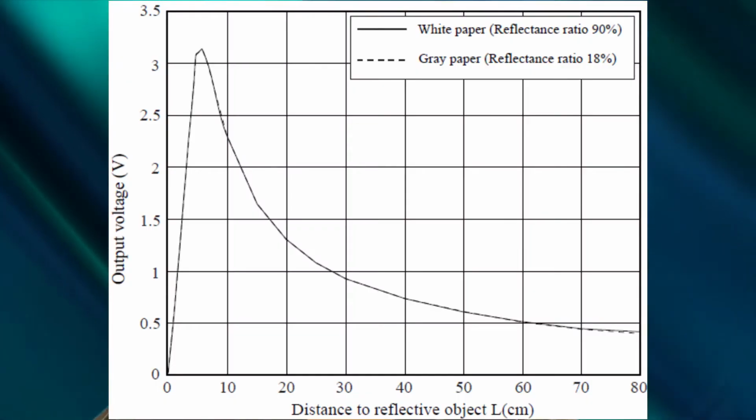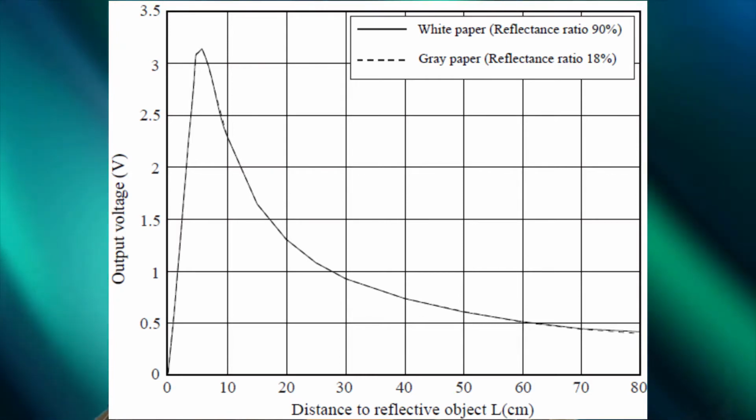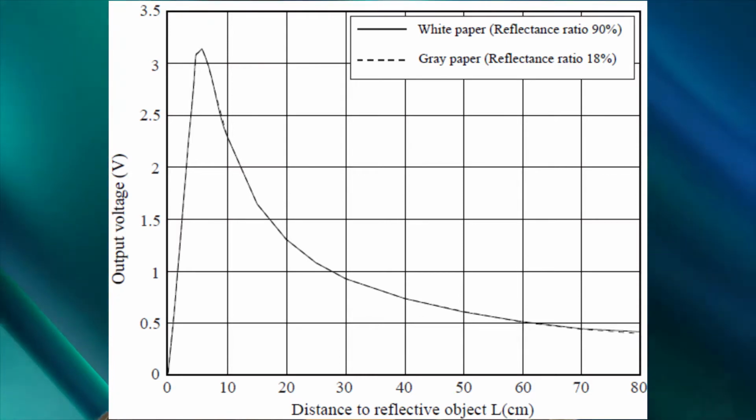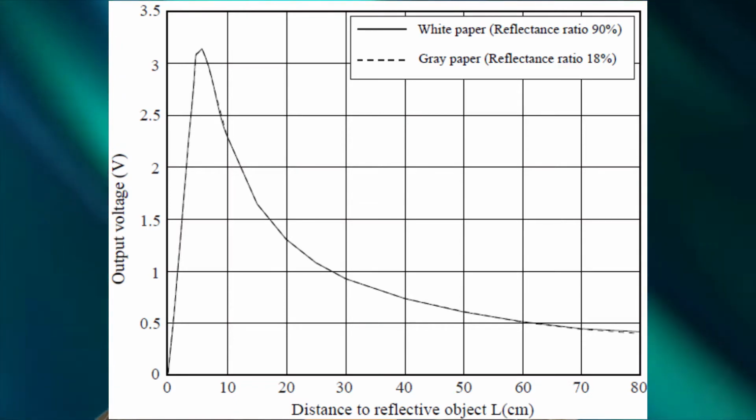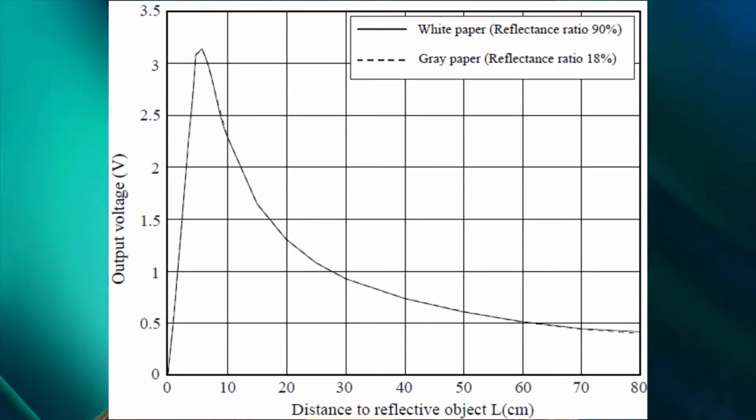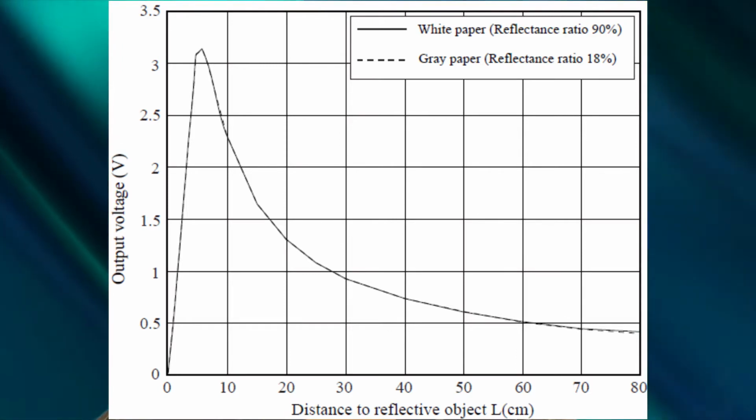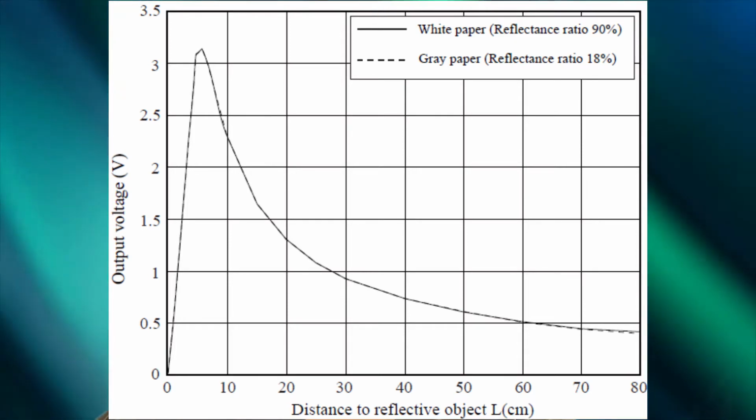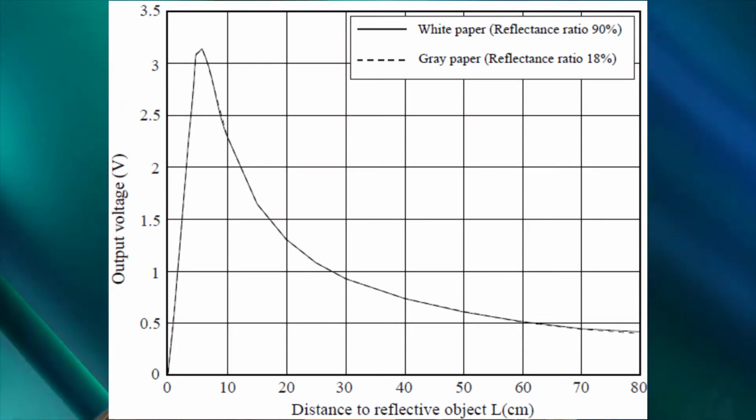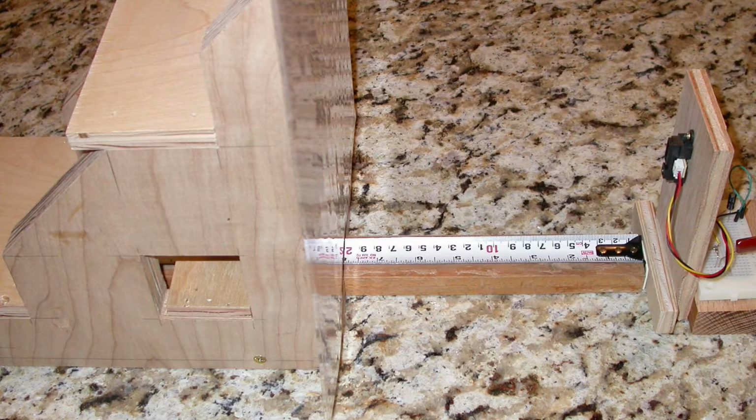As you can see in the manufacturer's diagram, there is an inverse relationship between the distance on the x-axis and the signal voltage on the y-axis. The graph is not detailed enough to accurately derive an equation for this relationship, and the specification only mentions that it is an inverse relationship, so I devised an experiment to plot the output voltage versus the distance.